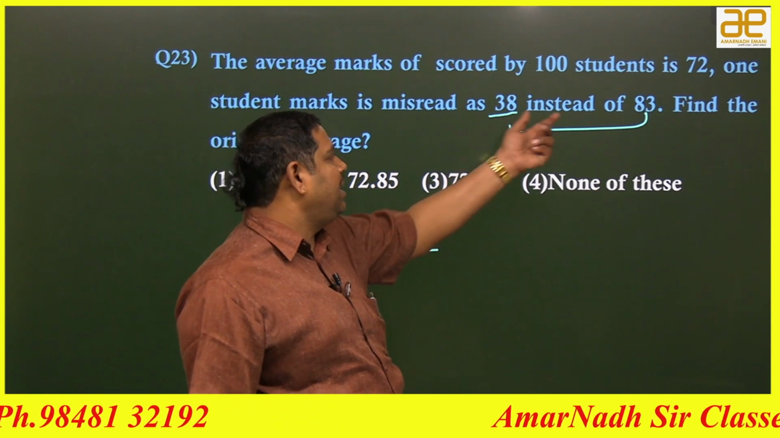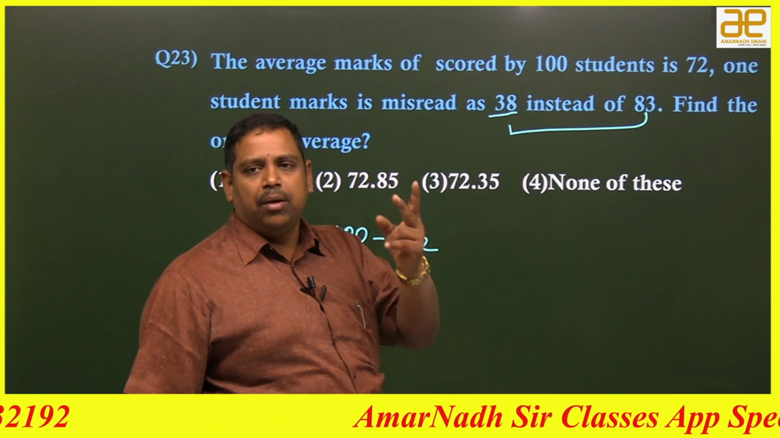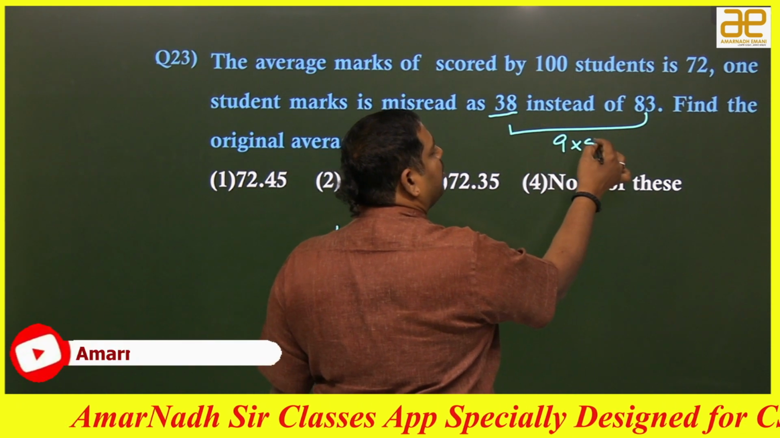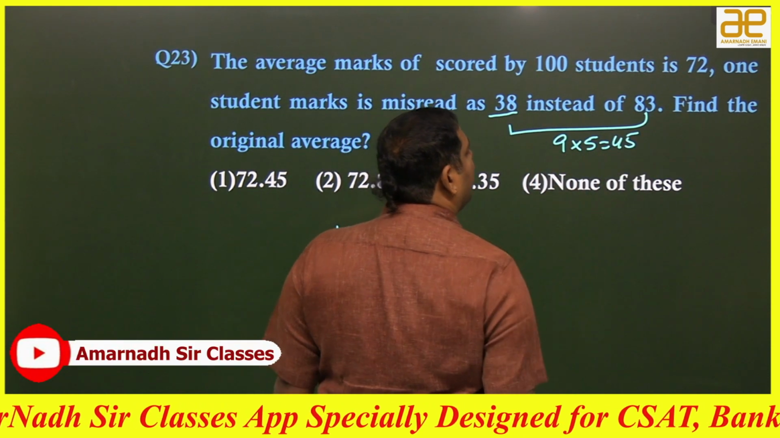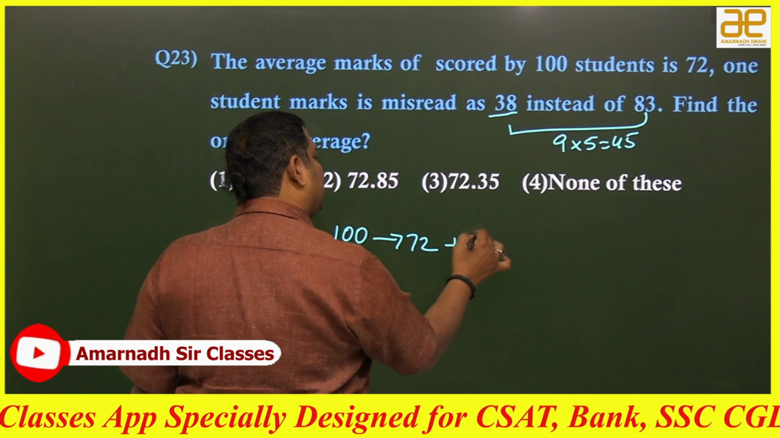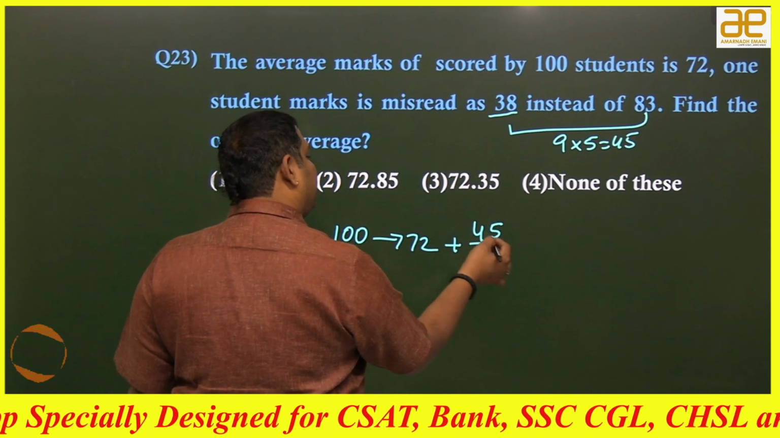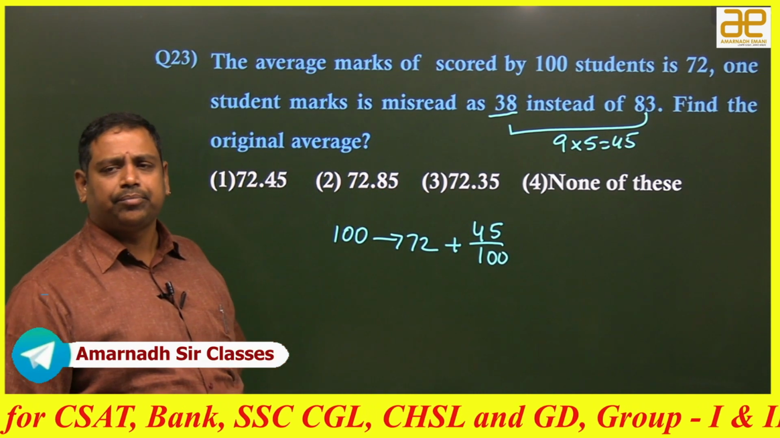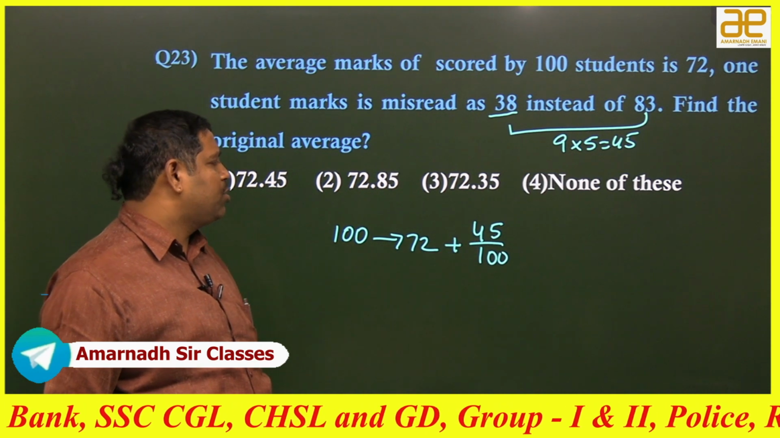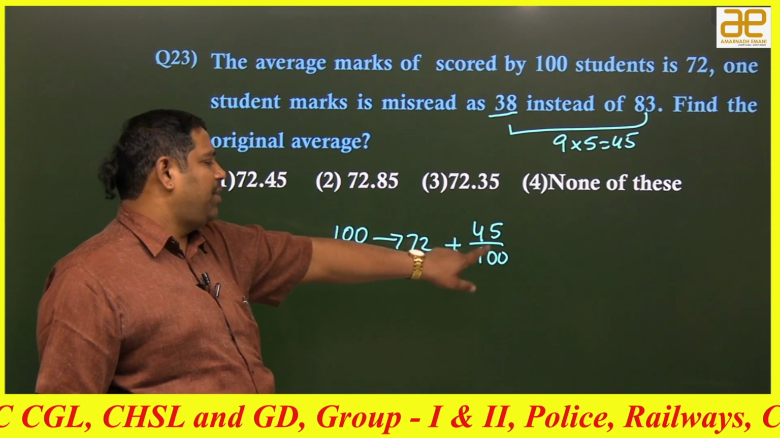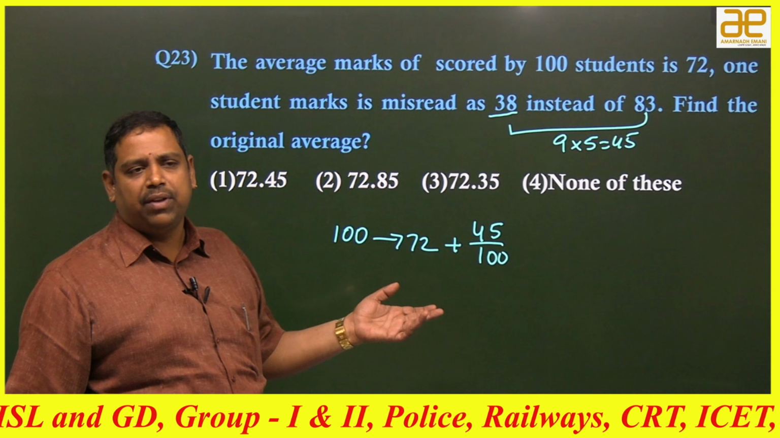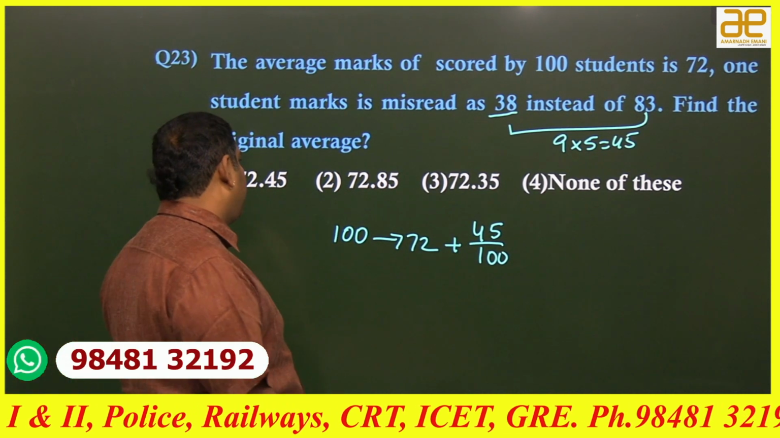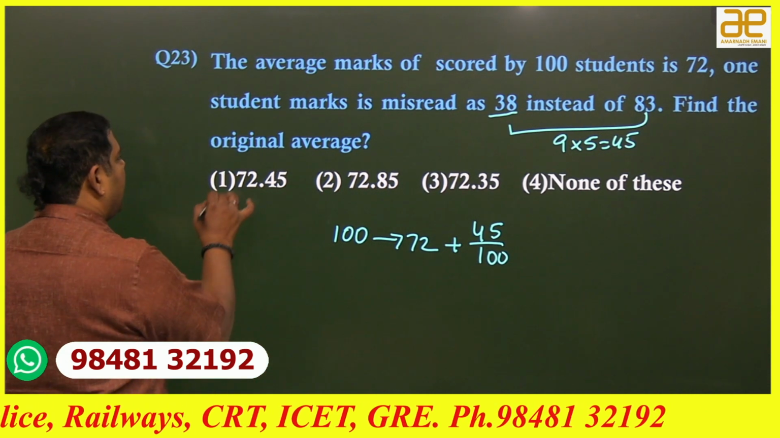Difference means 38, 83. Just the numbers are reversed. Means 9 times the difference of the digits. 9 times the difference, which is 5. 9 fives are 45. That 45 I have to add, right? Okay, will 45 be added to the average, or 45 out of 100? Because we have to distribute to all. 45 by 100 means some students will get 5 each, some 9, some 20. That is a waste of time. 45 by 100 means simply 0.45. 72 plus 0.45 means 72.45. Answer is the first option.